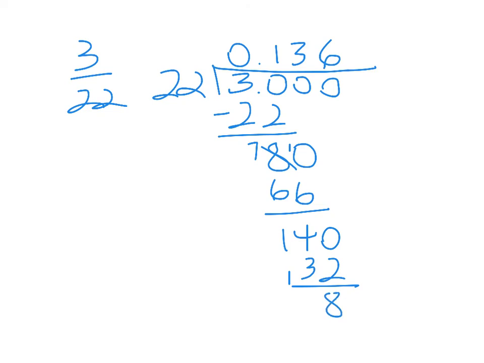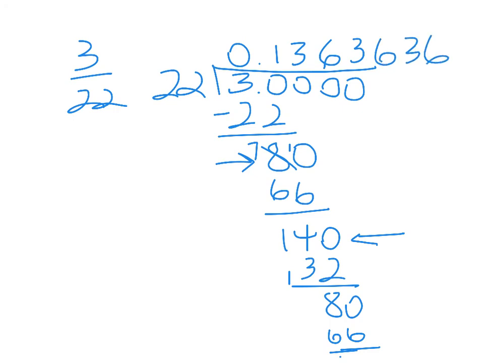Oh, look at that. We're right back to this position right here. If I bring down that 0, that's going to be 3 again, to be 66, with a remainder of 14. And then it would be that position again. So that would be another 6, and another 3, and another 6. So this is non-terminating, and it would definitely be repeating.